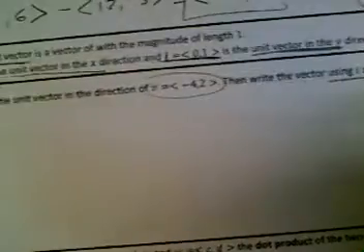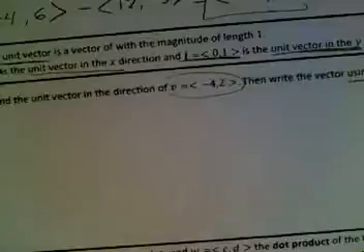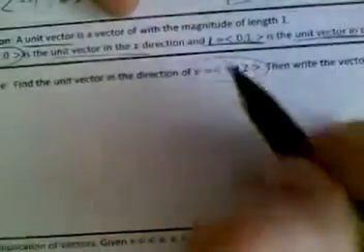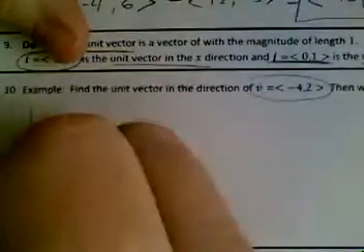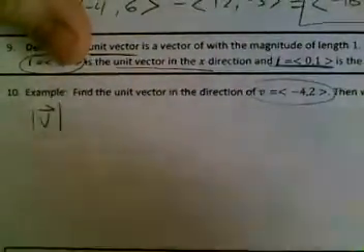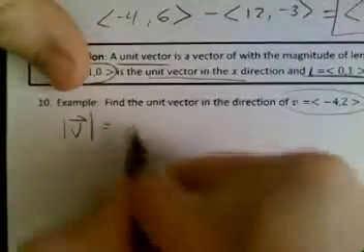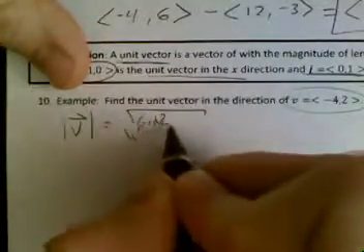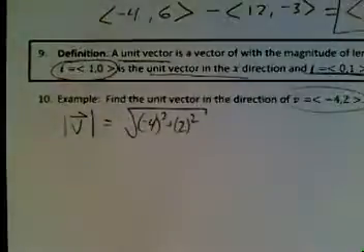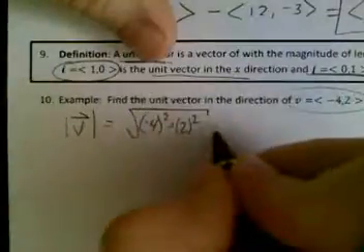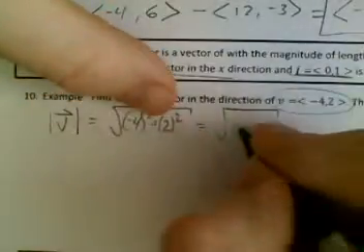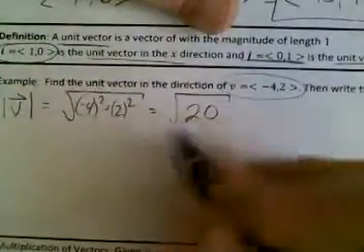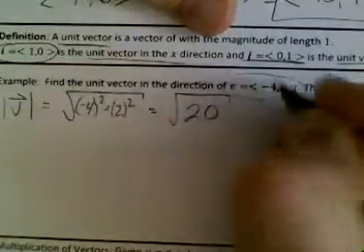So, what is the unit vector in the direction of this? Now, what do I have to do? This vector has a certain length to it. What is the length of that vector? The length of that vector is equal to the square root of negative 4 squared plus 2 squared. Let's find out what that length is. This is going to be 16 plus 4, which is the square root of 20. This is the length of that vector.